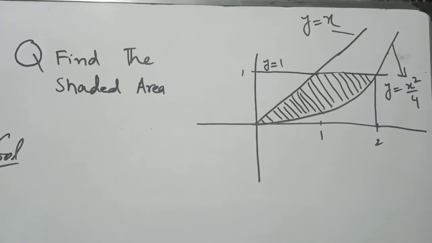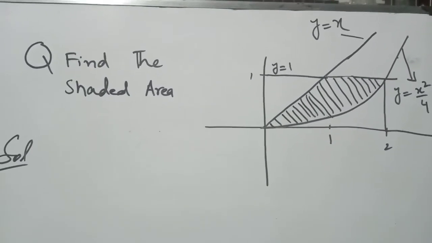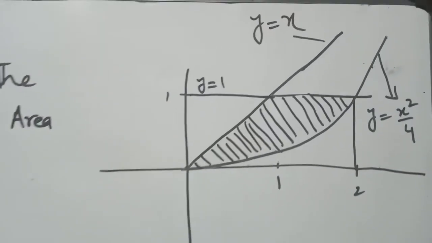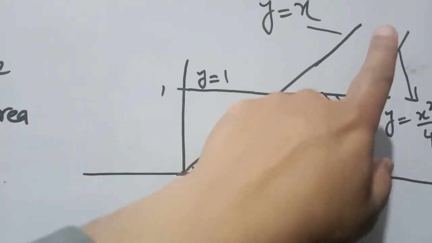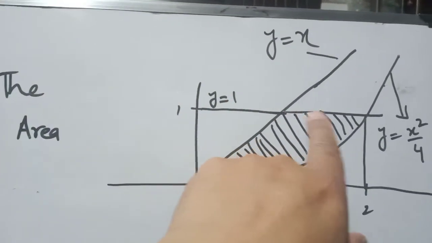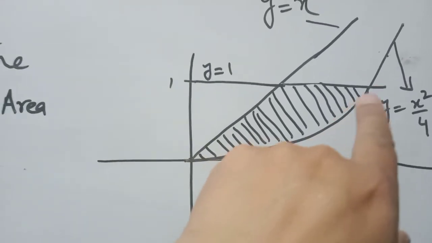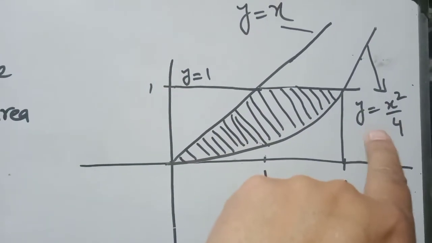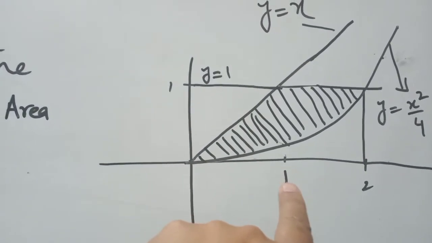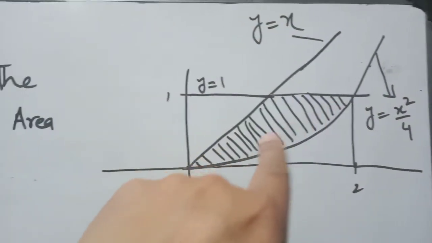In this question, we have a given figure and we have to find the shaded area. Let me explain the figure right here. Here is the line y equals x, and this is the line where y equals 1, and this curve is given as y equals x squared by 4. Here is point 1 on the x-axis and this is point 2 on the x-axis, and we have to find this shaded area.